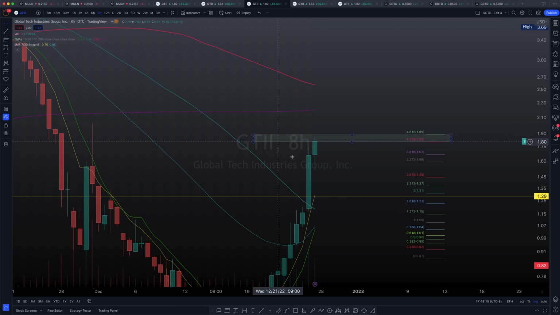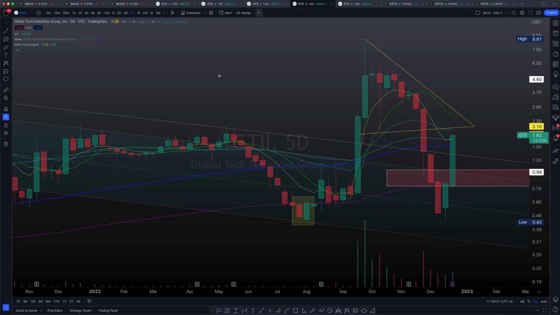Very cool thing right here is that the 8-hour 100-day simple moving average and 200-day simple moving average are now getting closer to each other. As soon as we get that 200-day cross above the 100, people will notice that and continue that upside. Let's move on to the next chart.